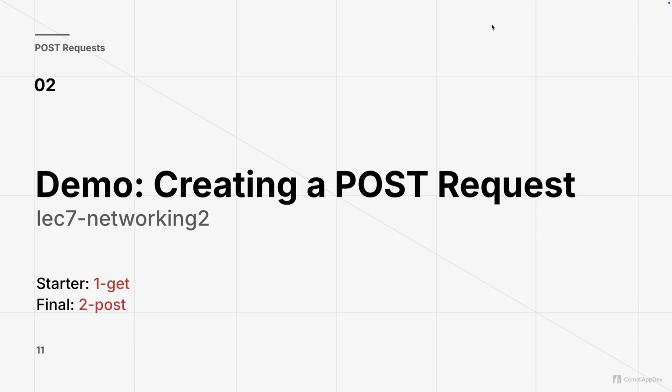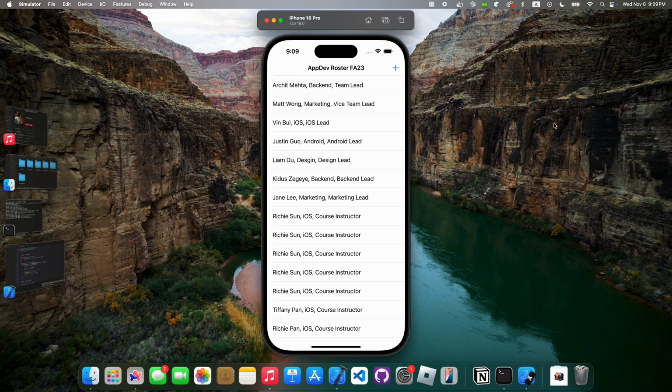Right now we're just fetching information from the backend, but what if we want to push information onto the backend? Basically make a post request and create a new member added to the backend. So now we're going to talk about how to handle post requests and send information to the backend.